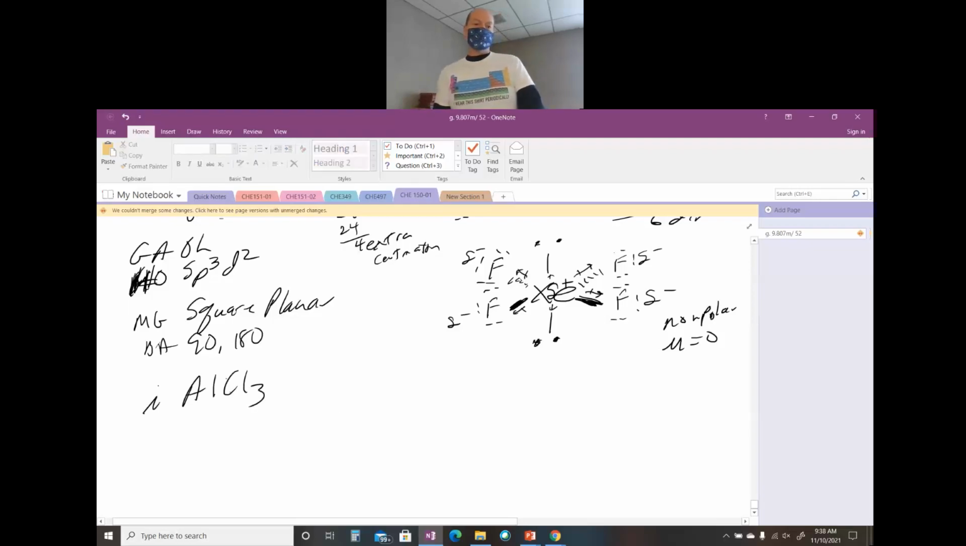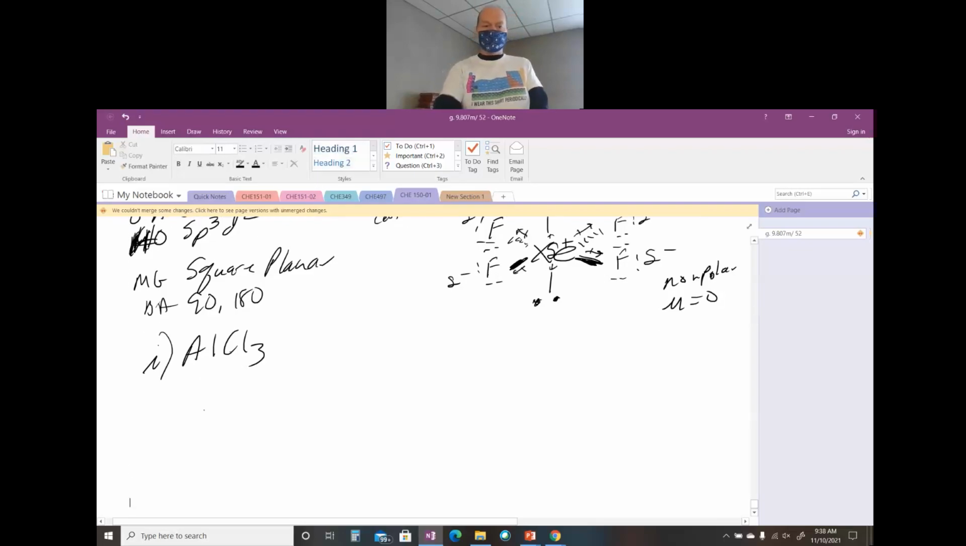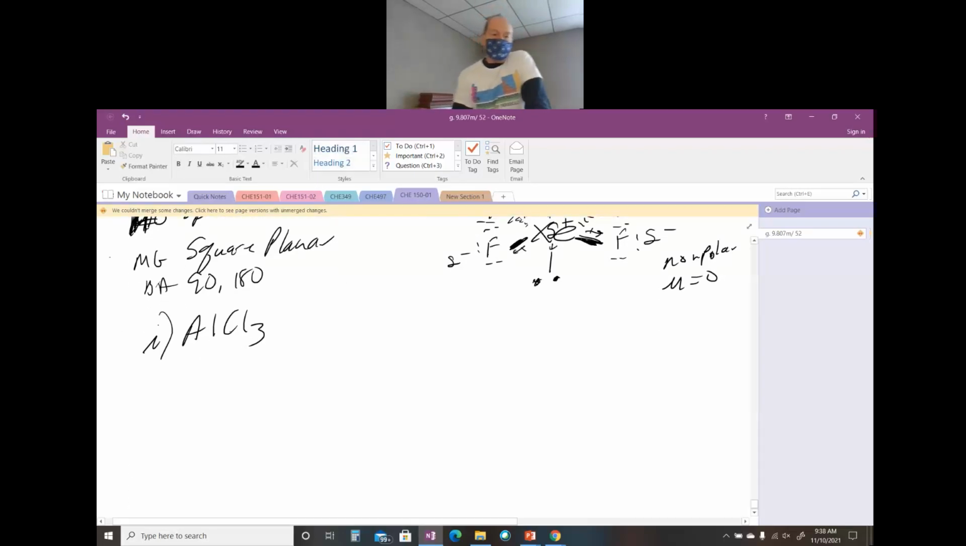I can be asked in a couple of different ways. This one just says, give the answers, and it doesn't say anything else. I guess I'll do it both ways. All right, so aluminum is in column 3, and then chlorine is in column 7. So you have 24 valence electrons. Central atom is aluminum, bonded to 3 chlorines. So we subtract 6 and we have 18 electrons.